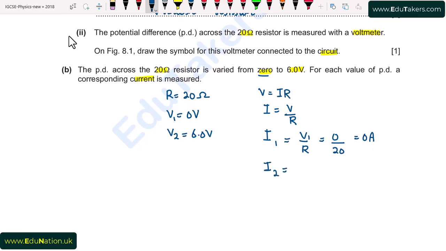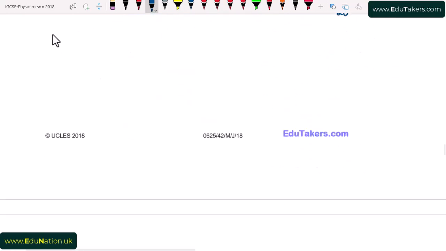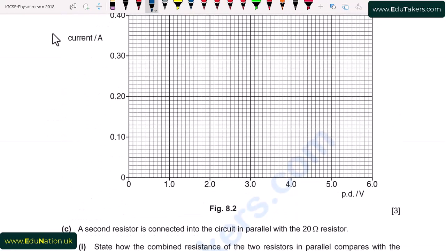Value of I2 will be V2 over R. V2 is 6.0 divided by resistance, which is 20. So the value of current comes to be 0.30 ampere. So in this figure we can see here is a current potential difference graph. Current is measured in ampere while the potential difference is measured in volt.